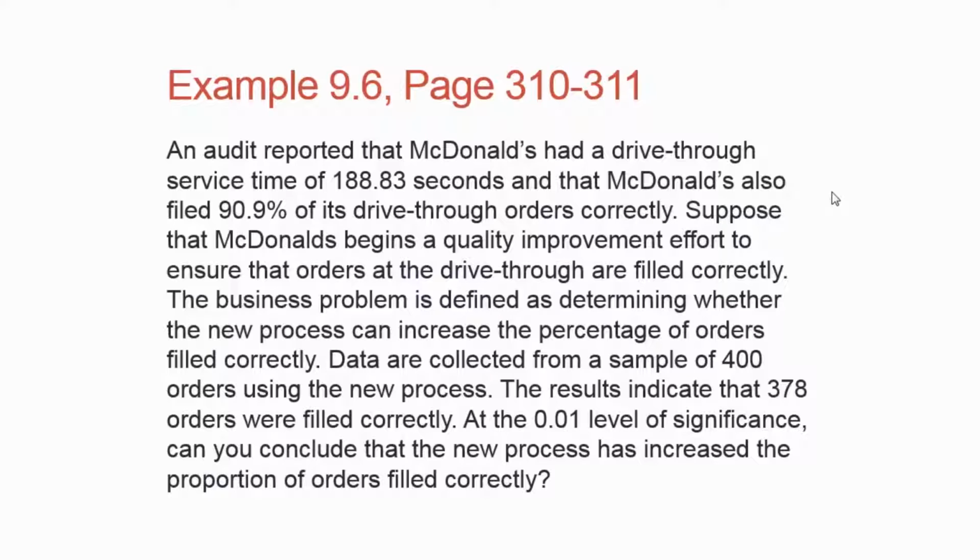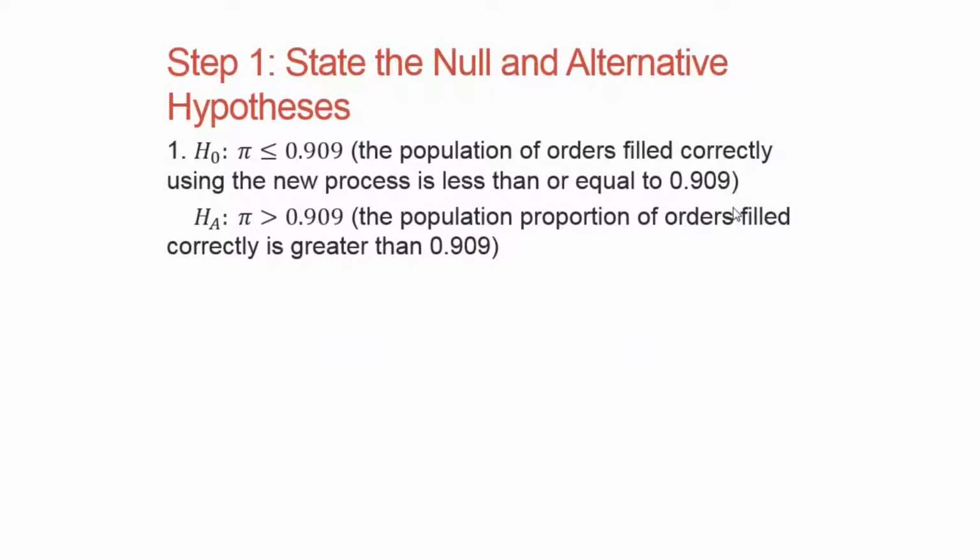The results found that 378 orders were filled correctly, and at the 0.01 level of significance, can you conclude the new process has increased the proportion of orders filled correctly? So we're going to go through our 6 steps here and walk you through that process.